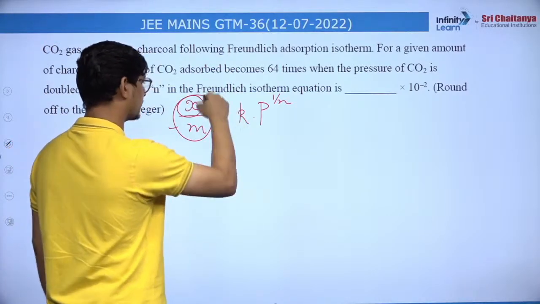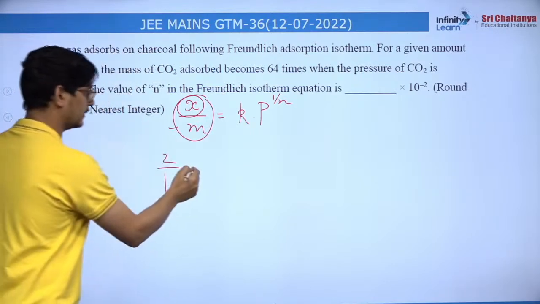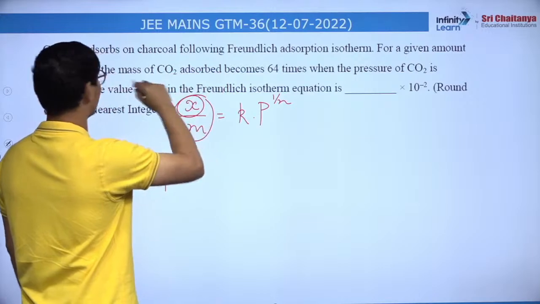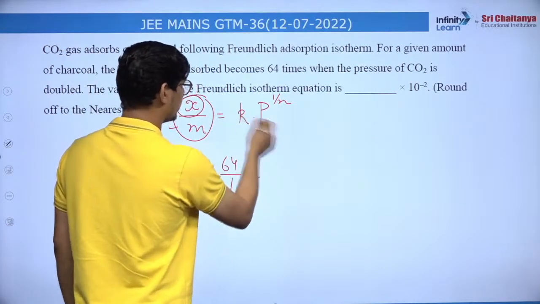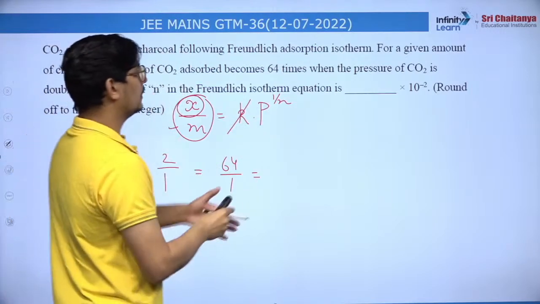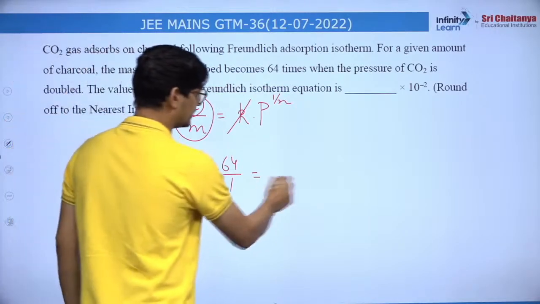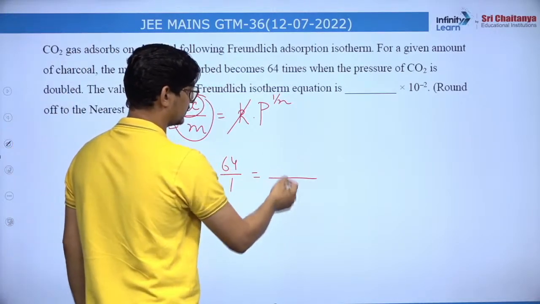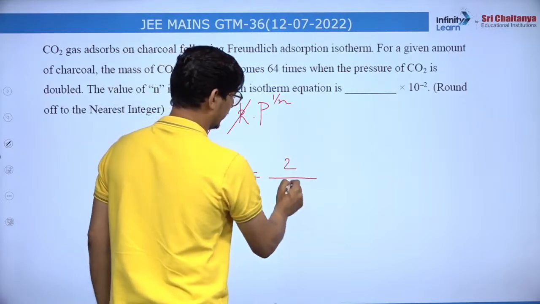So let us make the ratio, 2 by 1, that is final by initial. The mass of CO2 adsorbed becomes 64 times, so this is 64 by 1. In the ratio, K will cancel because K and n are constant. When the pressure of CO2 is doubled, that means if the initial pressure is P, the final pressure is 2P, and P cancels. So this is just 2 raised to the power 1 by n.